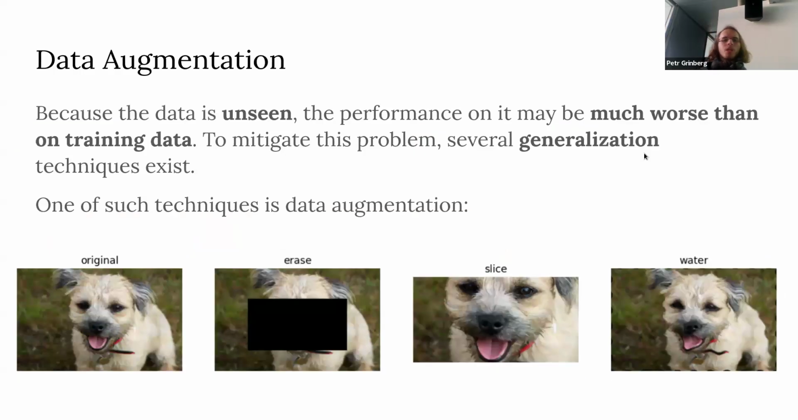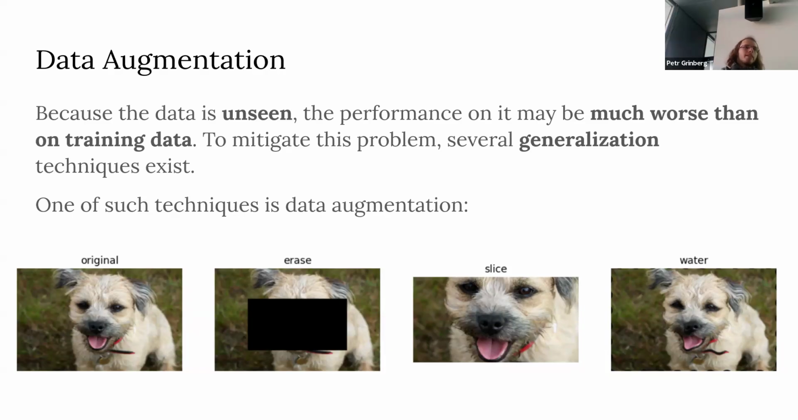So because the data is unseen, the performance may be much worse than on the training data, because training data is only a part of all possible examples, and unseen data can be significantly different from this training data. So to mitigate this problem, there are several generalization techniques, and one of them is called data augmentation.